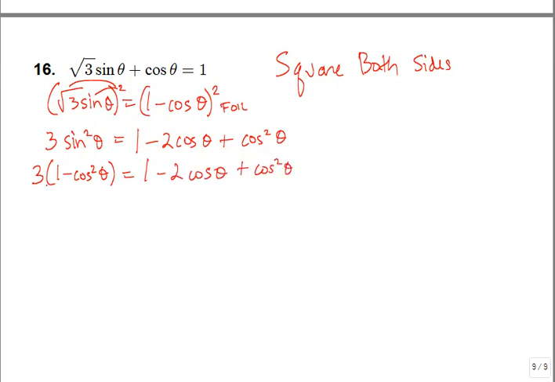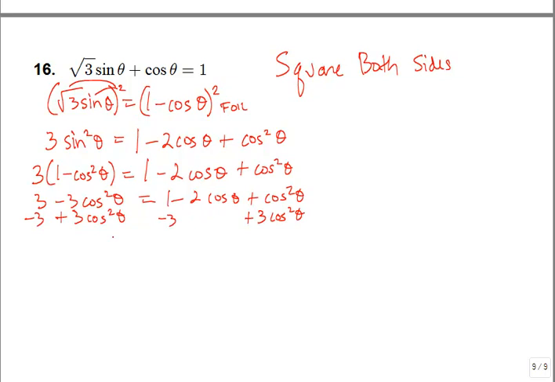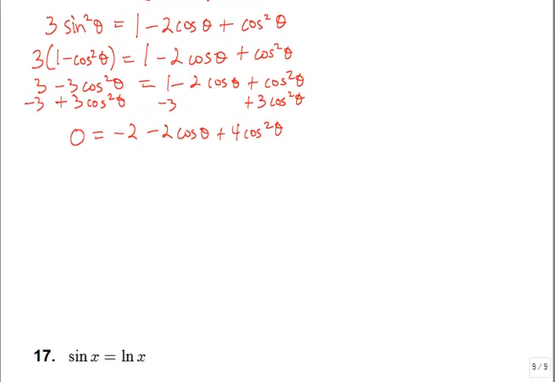And then I'm going to distribute my 3 across. And then I'm going to combine some like terms. I'm going to start moving things around. Let's add this 3 cosine squared theta over to the right side. And while we're at it, let's subtract our 3. So you're going to get a 0 on that left side. You'll get a minus 2 cosine theta, and a plus 4 cosine squared theta. Now, if you are like me, it kind of bothers me to have it in this order. I like to have it in descending order. So I'm going to just switch the terms around to put the cosine squared term first, then our middle term, and then that minus 2.